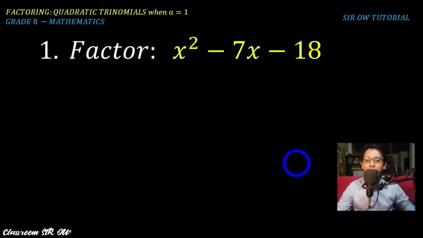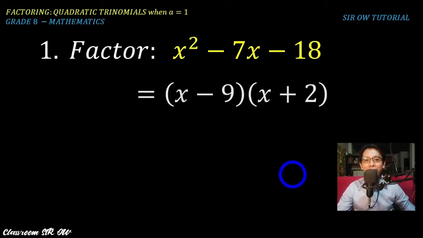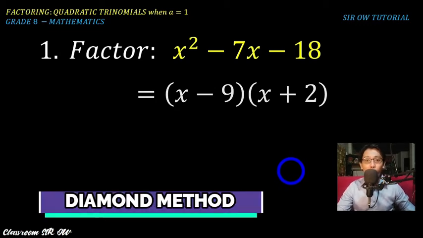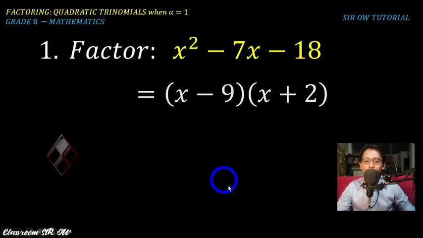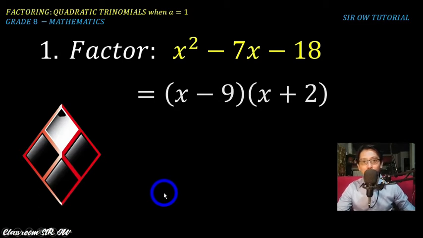Example 1: we are asked to factor x squared minus 7x minus 18. If we factor this out, this is equal to x minus 9 multiplied by x plus 2. But wait, how did we get x minus 9, x plus 2? Now guys, the method that I'm going to show you is not used by some teachers, because it is a very rare technique in factoring quadratic trinomials. How does the diamond method work? Of course, from the word itself, we'll be making use of a diamond.